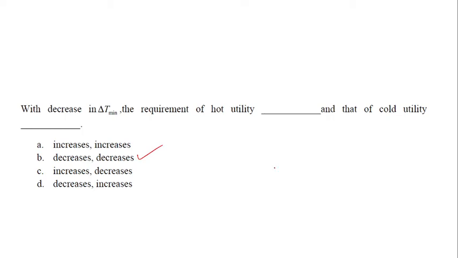We know that this is calculated by plotting temperature versus enthalpy of the stream. So on drawing the hot composite curve and cold composite curve, we need to find the minimum temperature difference, that is delta T min. So if there is a decrease in delta T min, the hot utility required will decrease and the cold utility required will also decrease.